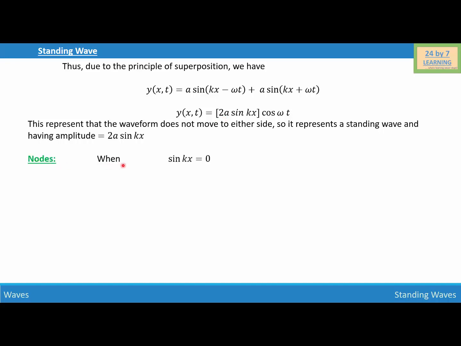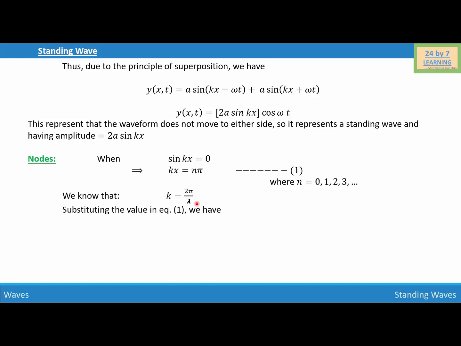The nodes are when sin(kx) is equal to 0. When sin(kx) is equal to 0, then I can write kx = nπ, and let this be our equation number 1, where n = 0, 1, 2, 3, and so on. Now we know that k = 2π/λ, so I'm going to substitute that value in place of k, which gives 2π/λ times x = nπ. If I simplify, I will get x = nλ/2, and let this be our equation number 2, where n is 0, 1, 2, 3, and so on.